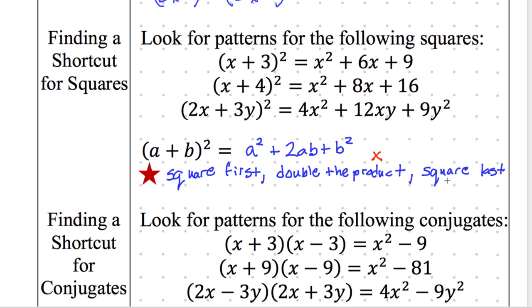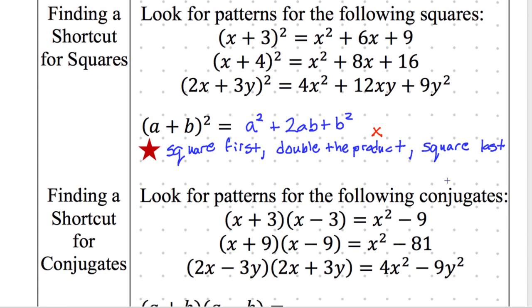And you should be thinking about when you have your kid, that's how you're going to put it to sleep. You're just going to square the first, you're going to double the product, you're going to square the last. It puts them to sleep, I guarantee it.